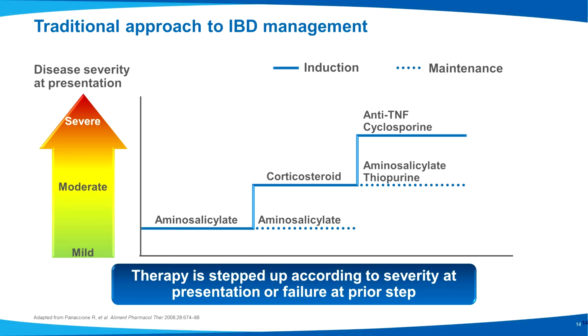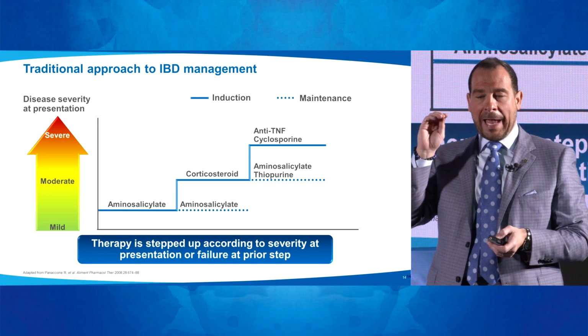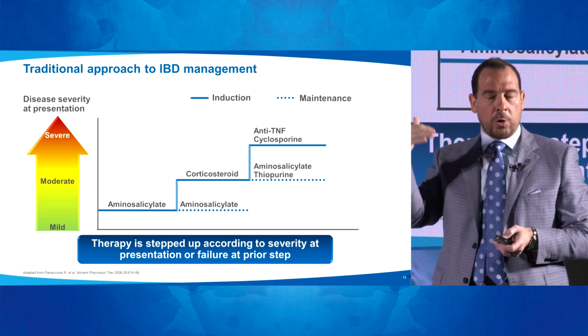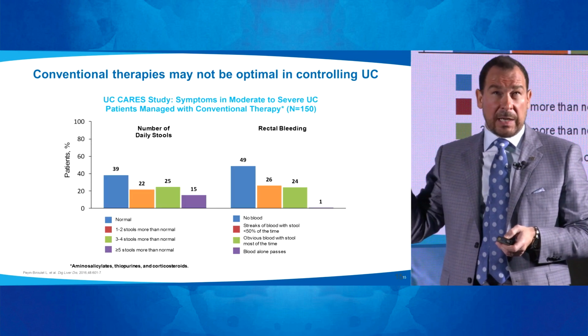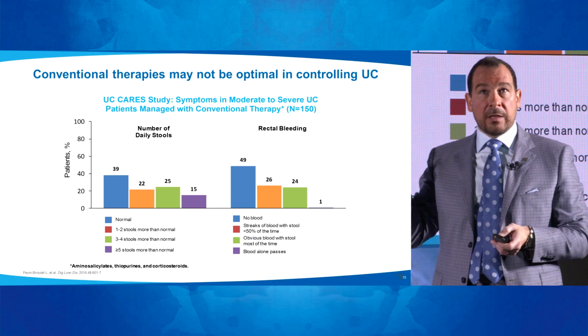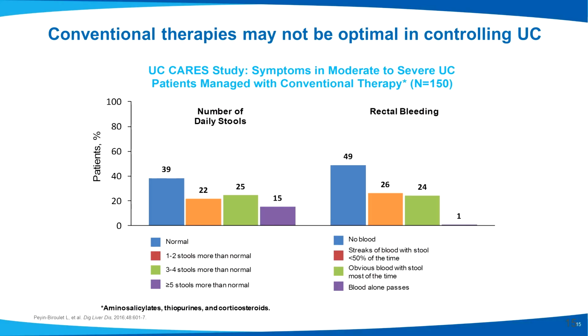So you've seen this traditional step-up approach, which I think is very antiquated. We've really moved away from having patients need to earn their way to biologic therapy. And this is just an example of why many of us have abandoned this step-up approach, because even in patients who are on conventional therapy, and this is the UC CARE study, there's this misperception, I think, of what well could be.